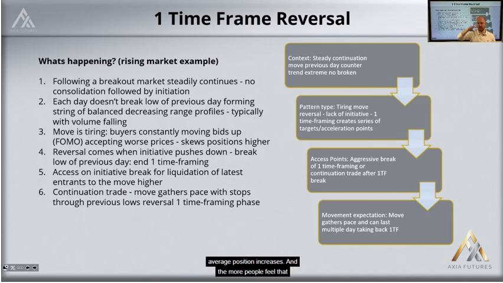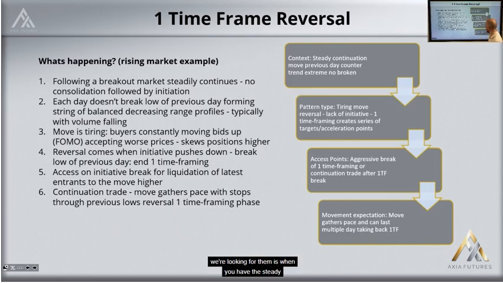And the more people feel that they're not going to get the chance, the more people start to add on later in the move. And so you run out of people pushing and you run more into people just buying any kind of pullback. So this is kind of a long-term wedge, if you will, but illustrated very much by the shapes of the profiles and the lack of participation in these types of movements.